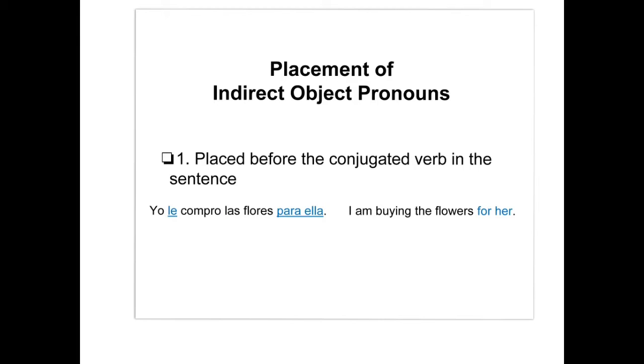From time to time, you may see both the indirect object pronoun and the indirect object in the same sentence. Why would we do this in Spanish? To provide clarification. Remember that the word le can mean to him, or to her, or to you. So in order to provide clarification in a sentence, we will use both the indirect object pronoun and the indirect object in the same sentence to make sure that the pronoun is clear.